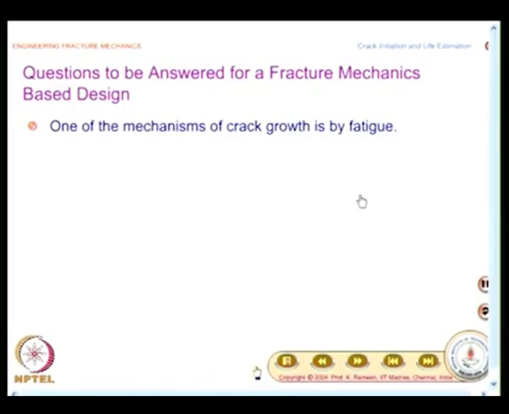We are going to pay attention to high cycle fatigue, which has crack initiation, crack growth, and then finally catastrophic failure. In the case of low cycle fatigue, the stress levels are very high, and within 1000 cycles the component may fail. So, there fracture mechanics would not be of much use. In the case of high cycle fatigue, we could find out whether fracture mechanics can be used.